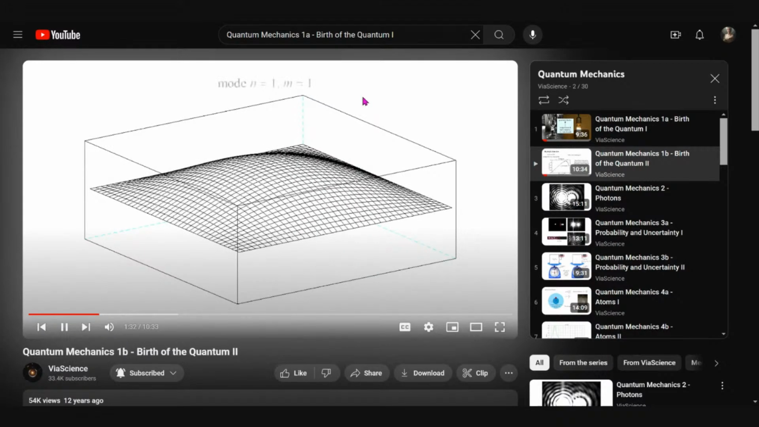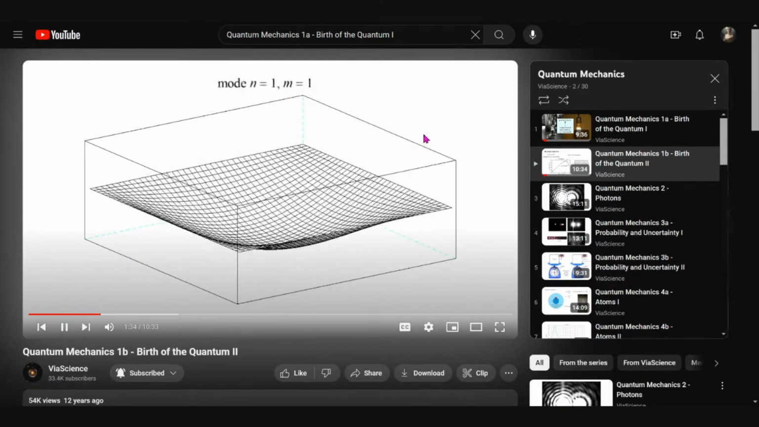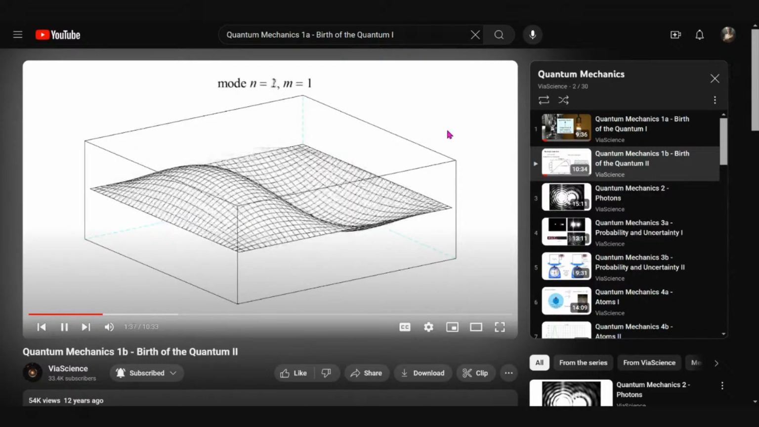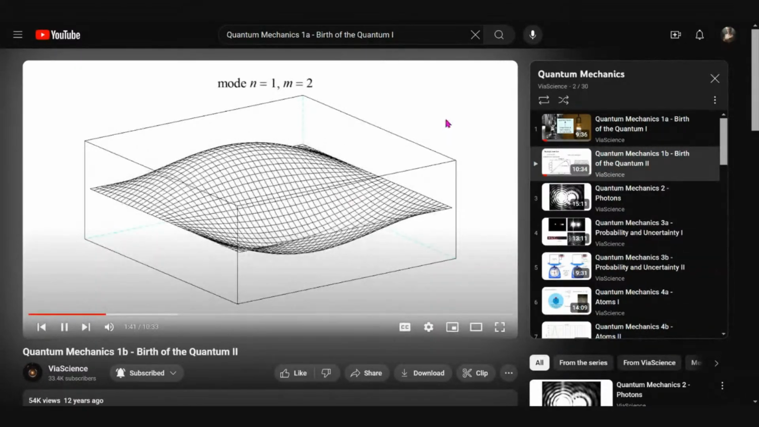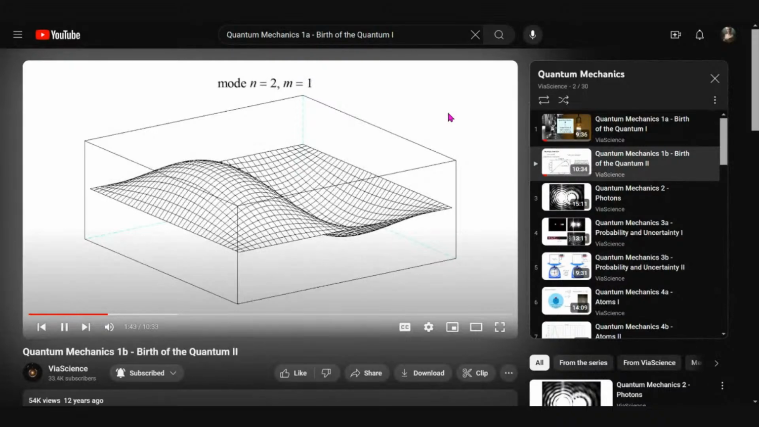A membrane fixed at its perimeter can vibrate with one bump at a certain frequency, or two bumps with a higher frequency. But there are two ways to have two bumps, so we can have two different modes with the same frequency.